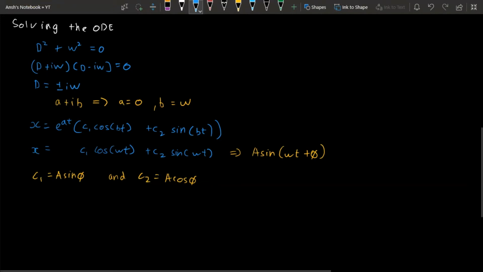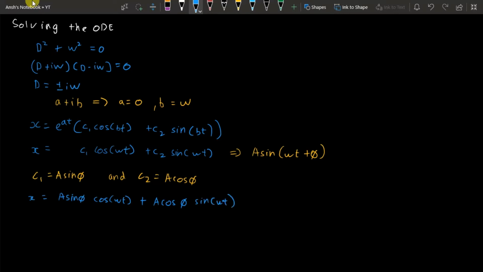So let us substitute the value of C1 and C2. We have A sin phi cos omega t plus A cos phi sin omega t. And using a trigonometric identity, we can write this equation in the form of A sin(omega t plus phi). So we have now converted the general form of the solution that contains C1 and C2 into the form of the solution that contains A and phi.